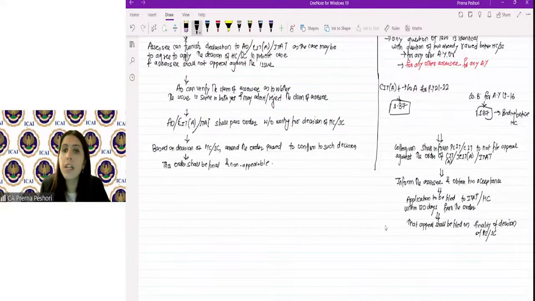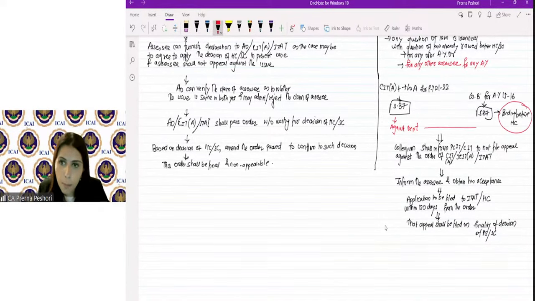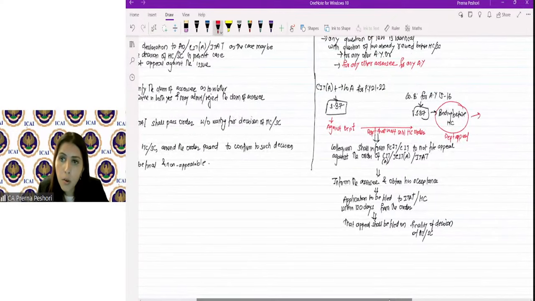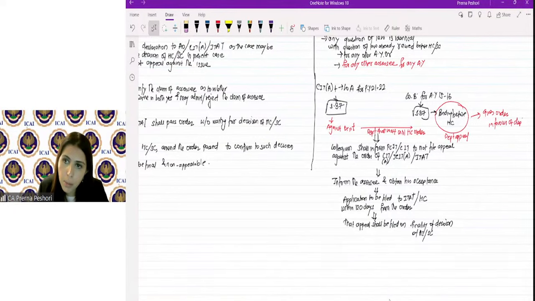Now, this CIT appeal for company A, which is pending, this CIT's order is, let's say, against the department. So, the department was wanting to file the appeal, but it will wait until the order of the High Court comes. So, the department here shall wait until the High Court order. This is the department appeal, which is pending before the High Court. Now, let's say, for example, the High Court gives the order in favor of the department.